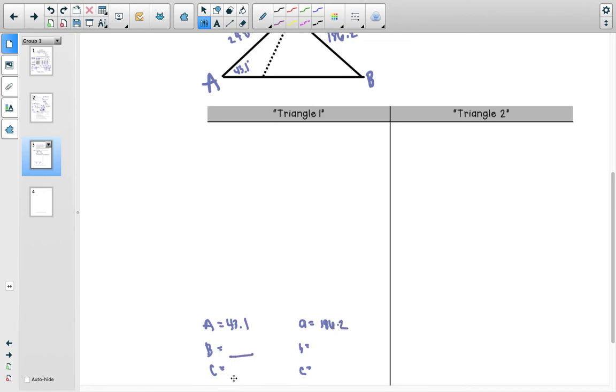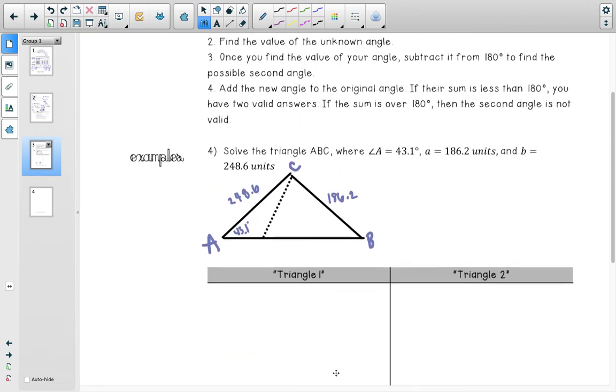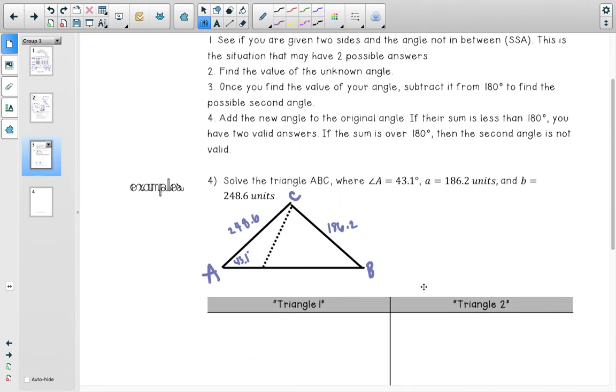We don't know angle B. We don't know angle C. We have side B, which is 248.6, and we don't have side C. Okay, so we're going to start this problem, and I'm going to start writing it up here just because there are two different triangles, so to save room for that work. Our complete angle-side duo is with A. So we have sine of 43.1 over 186.2 equaling, and we have to use one of the angles or sides that we have and what we don't have. So we have the side of B, but we don't have the angle of B. And I'm going to run out of room.